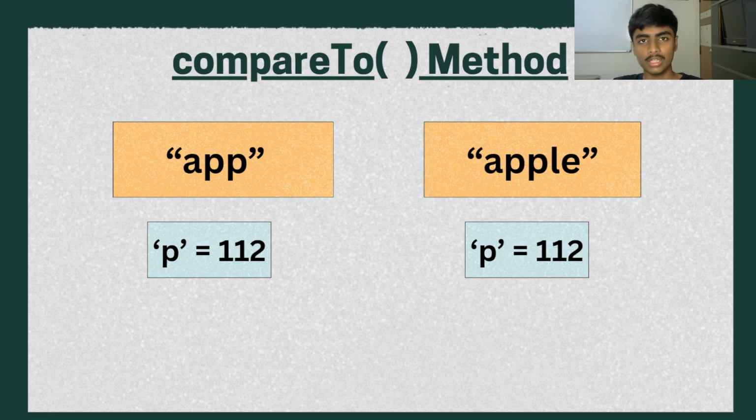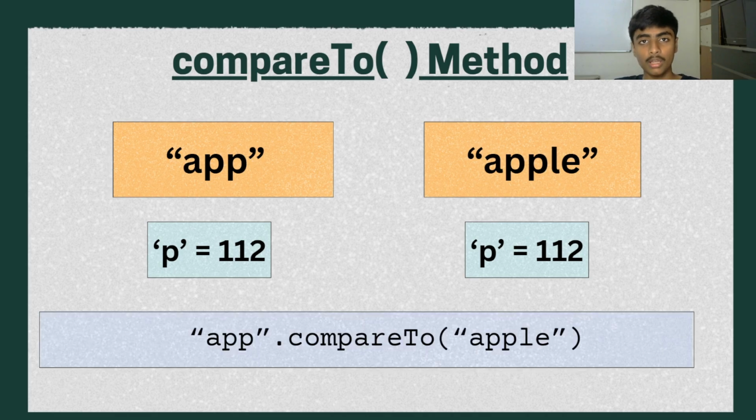Now Java notices that there is no character to move on to. The first string has ended. The second string still has two more characters left. When I say app.compareTo apple, it definitely can't return 112 minus 112. It can't return 0 because 0 must mean that the two strings are equal. The string app is definitely not equal to the string apple.